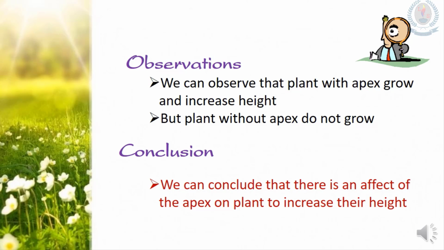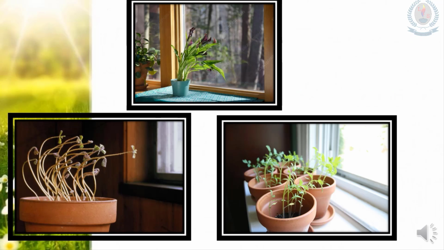Actually, what is the effect of the apex on the growth of this plant? The reason for this growth is the chemical compounds synthesized in the plant apex. The chemical compounds synthesized in the plant apex are helping the plants to grow. Now we know that the chemical substances synthesized in the apex are helping to grow the plants.